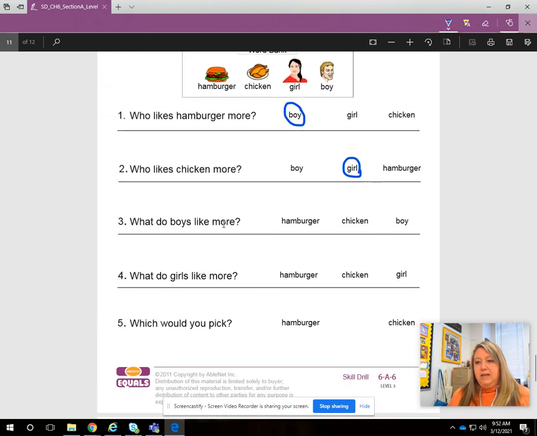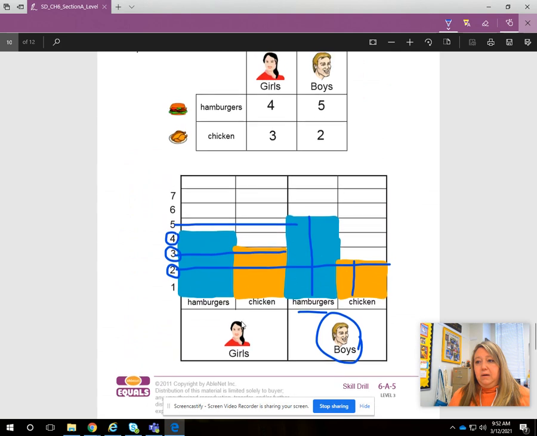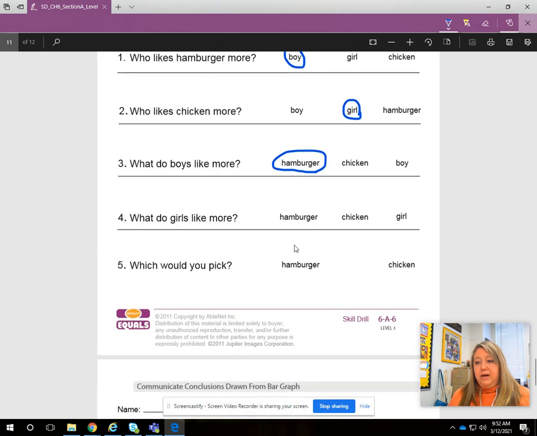So what do boys like more? They like hamburgers. What do girls like more? Let's check her out up there. Here's the girls. The girls liked hamburgers. Four girls liked hamburgers, and only 3 girls liked chicken. So it looks like the girls like hamburgers more as well. The last question is your opinion. What would you pick? I have to say, as a whole, I like hamburgers more. So I'm going to circle hamburgers. But you need to circle which one that you like the best.